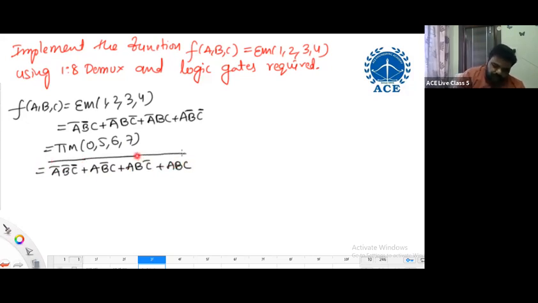Correct? Without this complement, it is F bar. F bar whole bar is again F. So if you are expanding, we are getting POS. I hope you are understanding. If you are applying De Morgan's here, you will get a resultant which is POS. Let us implement this using a 1:8 demultiplexer.